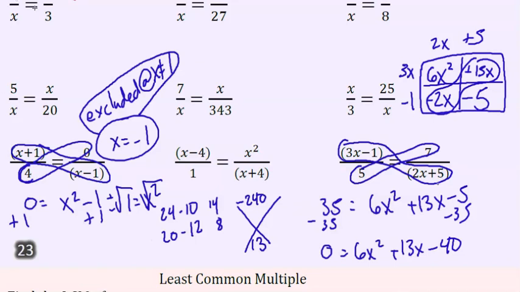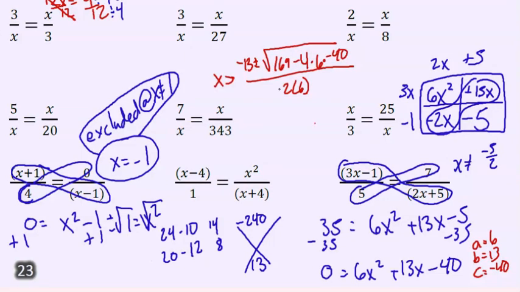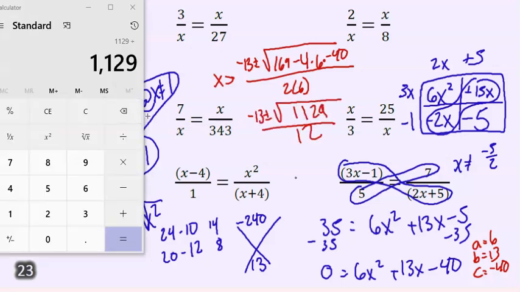And remember, x can't equal whatever would make it 0 down here. So x could not equal negative 5/2. So we'll plug it into the quadratic formula. Okay, so we get negative 13 plus or minus the square root of 1,129 divided by 12.